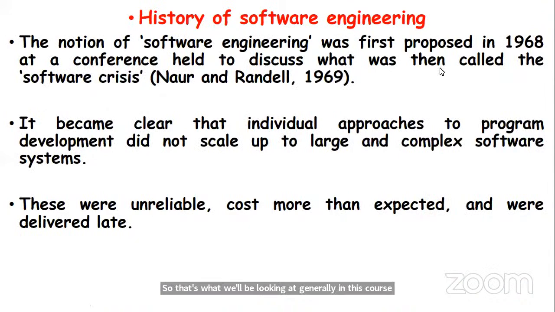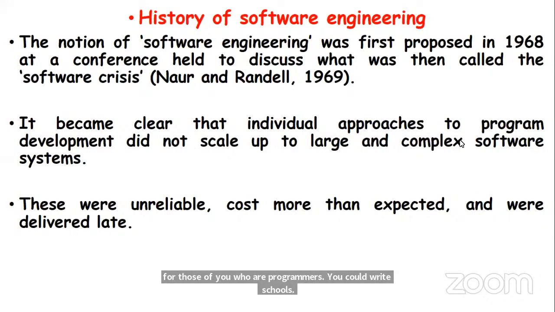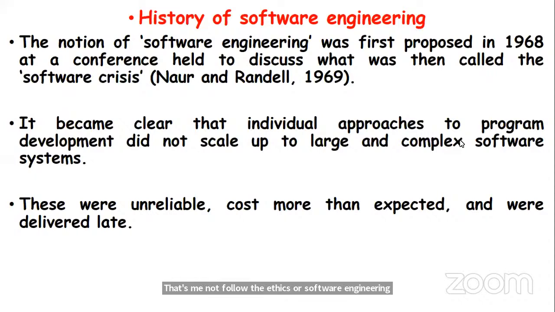So the history of software engineering started at a conference in 1968, as opined by Randall and his friend. And it became clear that individual approaches to program development did not scale up to large and complex software systems. So for those of you who are good programmers, you could write code that may not follow the ethics of software engineering. So you cannot claim, quote unquote, to be a software engineer. You could just claim to be a programmer.